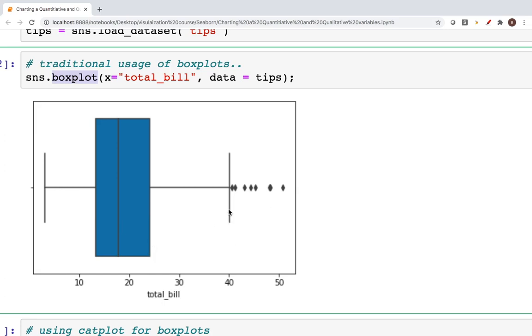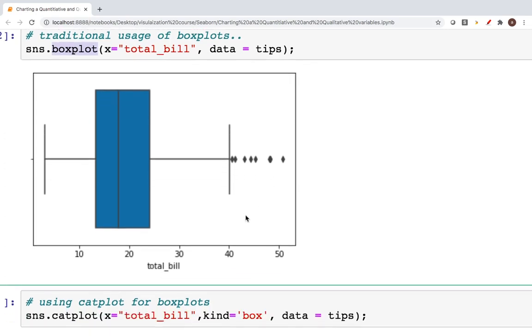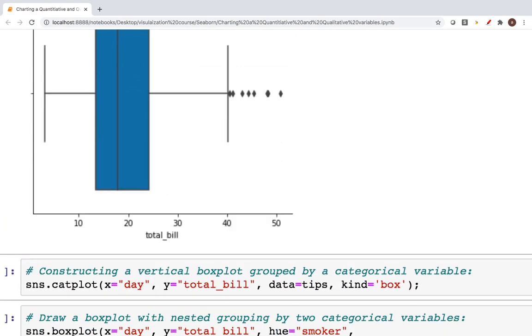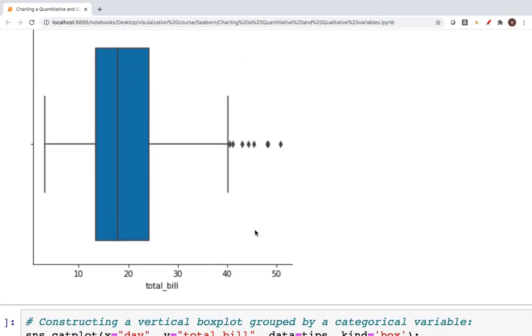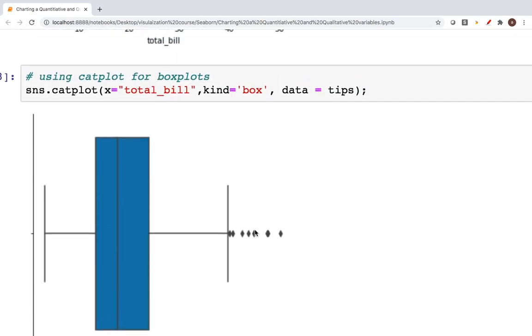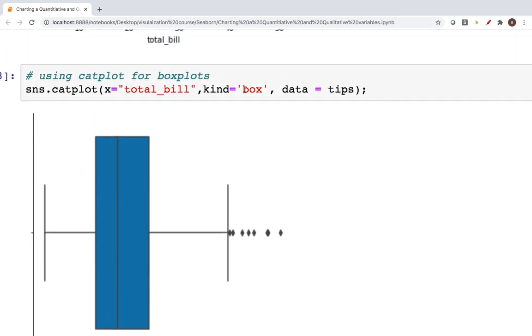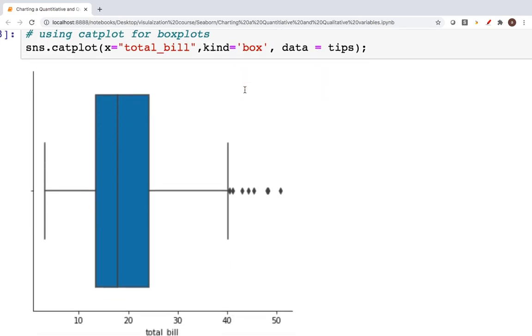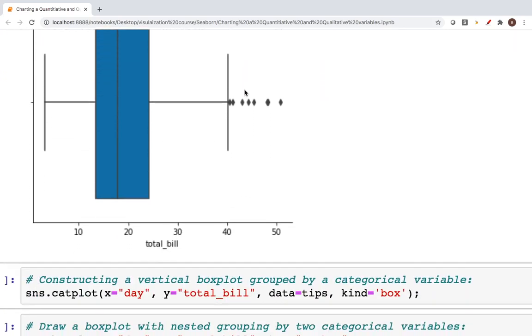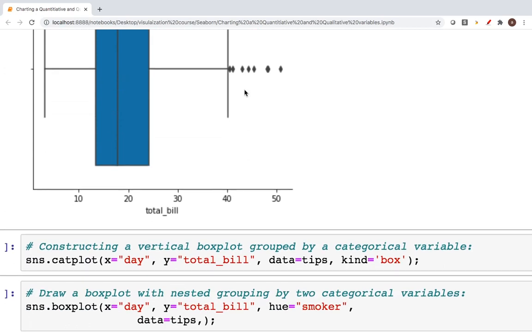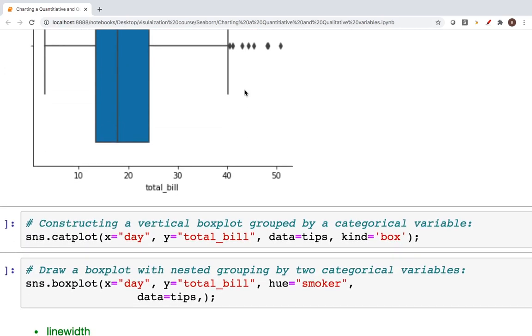These parallel lines are known as whiskers and they represent 1.5 times the lower and the upper quartile. These dots represent the outlier values. Let us represent the same graph by using catplot in the syntax. We can notice that there is no change in the output, and again here we are not mentioning anything on the y-axis.